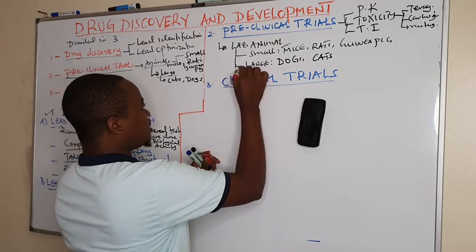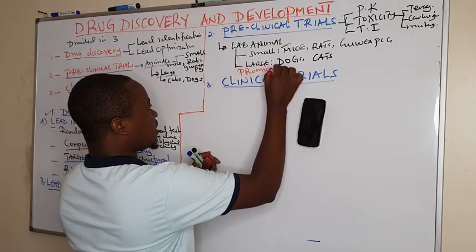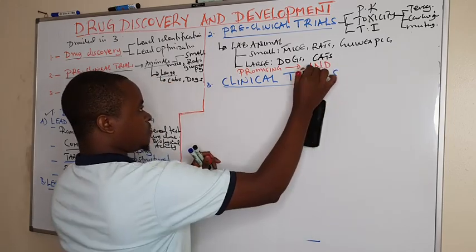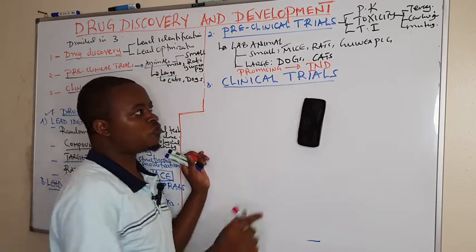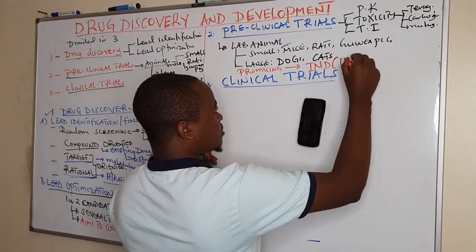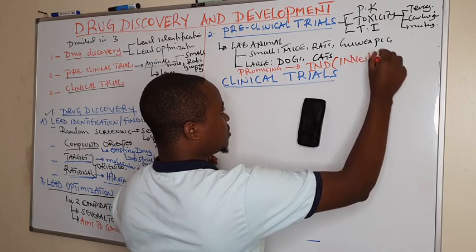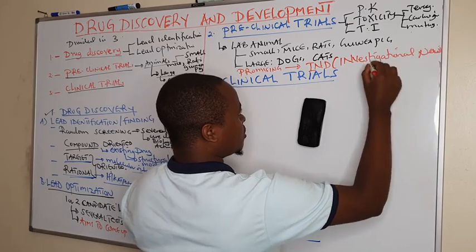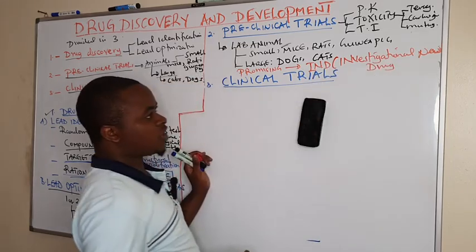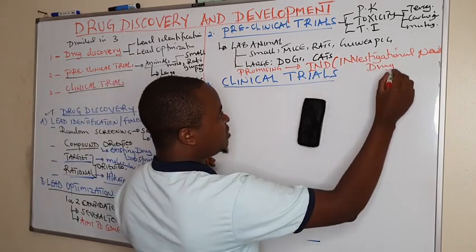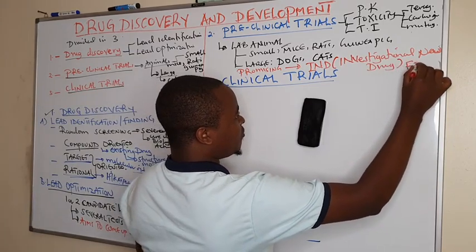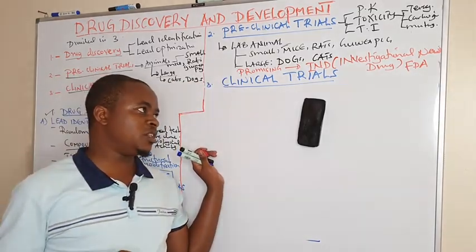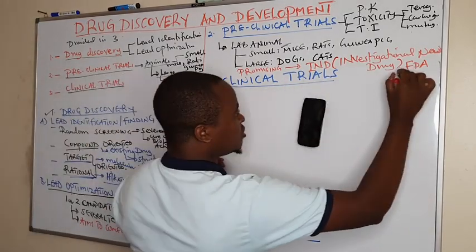If the candidate drug is promising and has passed, here you make what we call an IND, that is investigational new drug. So you make this application to the FDA, that is the USA Food and Drug Administration. So this is where you make an application for approval.